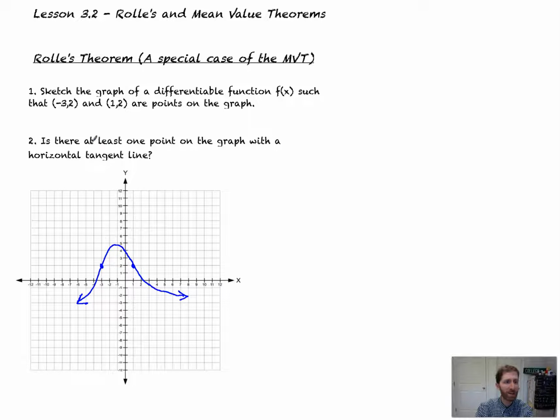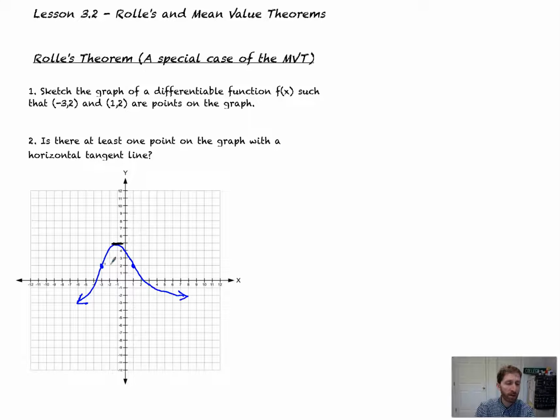The question that I'm asking you is, is there at least one point on the graph between these two points such that we have a horizontal tangent line? Well, let's take a look. Not yet. Nope. Right about here, somewhere about there, we've got a horizontal tangent line. And I dare you, try to draw something that's smooth without somehow having a horizontal tangent line. You can't do it. And that's basically Rolle's theorem.